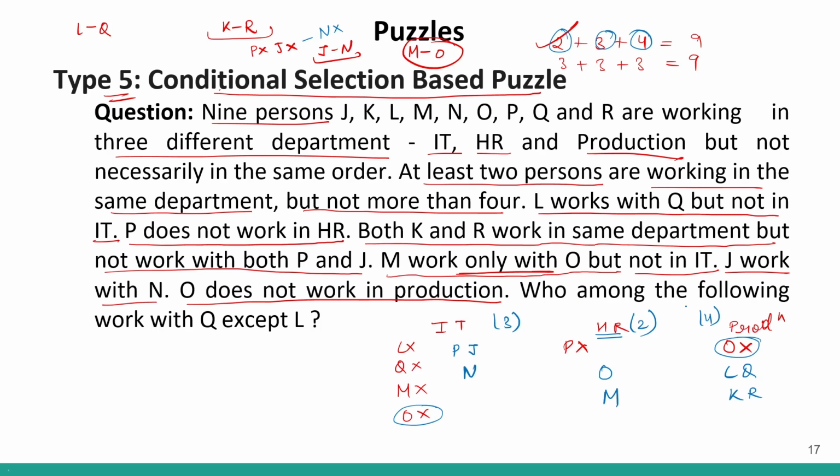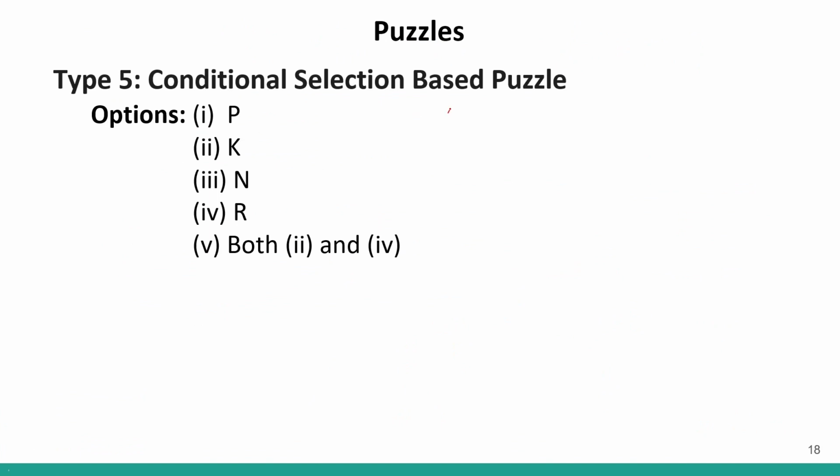The question is: who among the following work with Q except L? So with Q we have L, K, R. So except L, if I look at the options, we had with Q, L, K and R. We have to exclude L. So we have K and R.